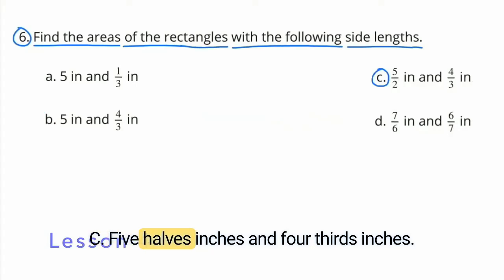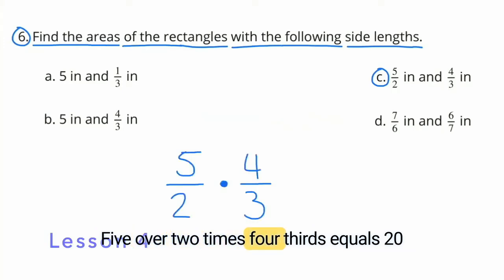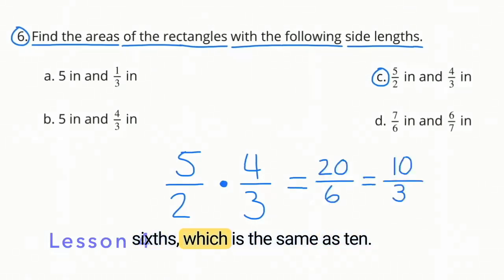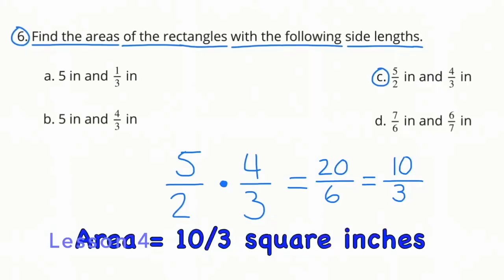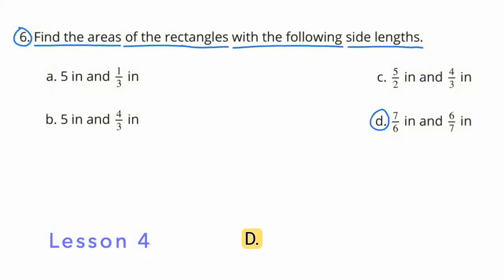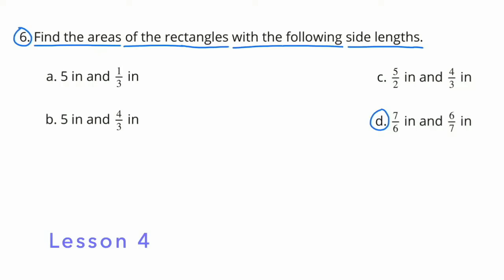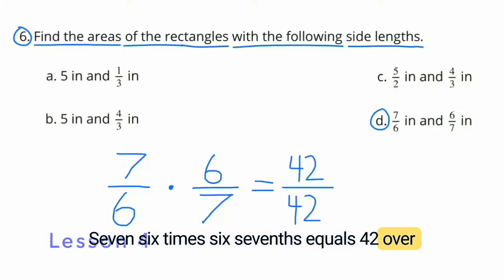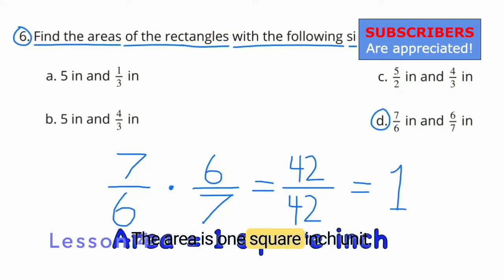C. 5/2 inches and 4/3 inches. 5/2 times 4/3 equals 20/6, which is the same as 10/3. 10/3 square inches. D. 7/6 inches and 6/7 inches. 7/6 times 6/7 equals 42/42, which is the same as 1. The area is 1 square inch.